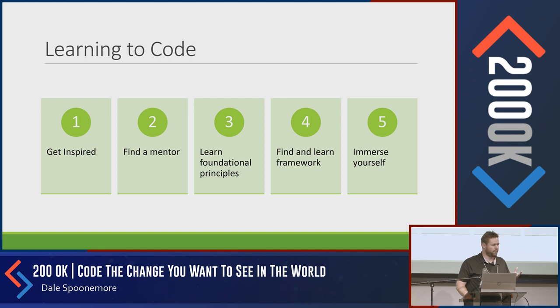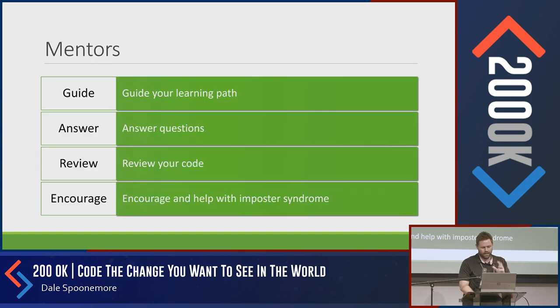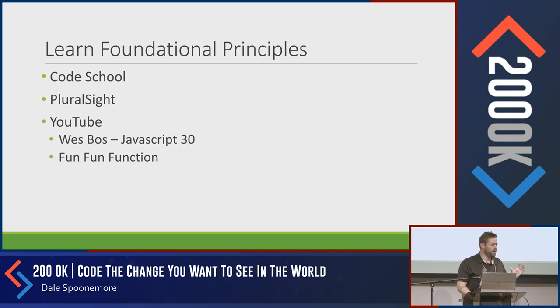The second part was to find a mentor. I'm very lucky that I'm on a team with incredible people that are very nice and they're very good at coding, and they're just really good to be around. So those are my mentors. And from here, I'm going to launch into some of these other tabs here. So a mentor is going to help guide you along your path. They're going to help answer any questions that you have. They're going to help review your code and encourage you along the way.